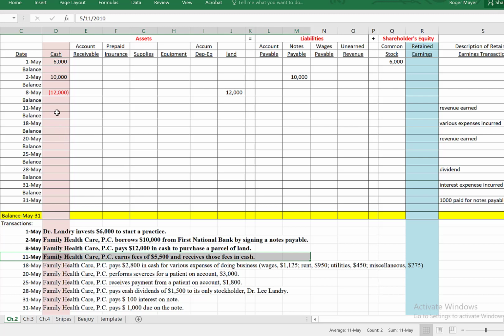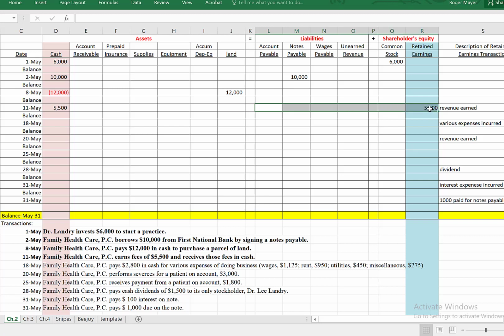So on May 11th, what we have is $5,500, an increase in cash, and then our retained earnings is going up $5,500. So you notice this side of the equation increased by $5,500. This side of the equation increased by $5,500. Fees earned represents revenue. Revenue increases retained earnings. Let's now look at the next transaction.